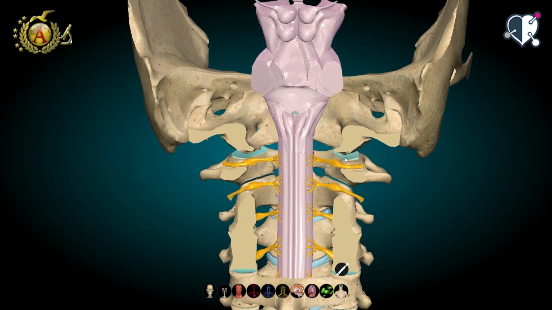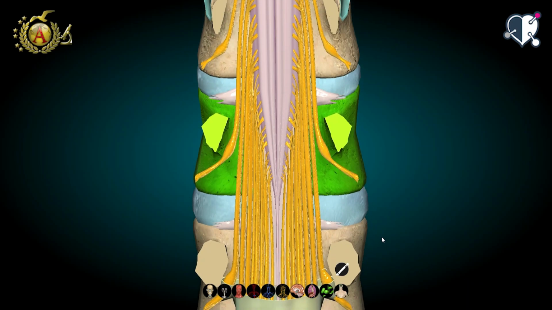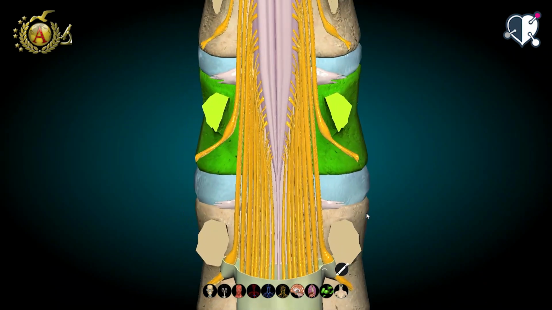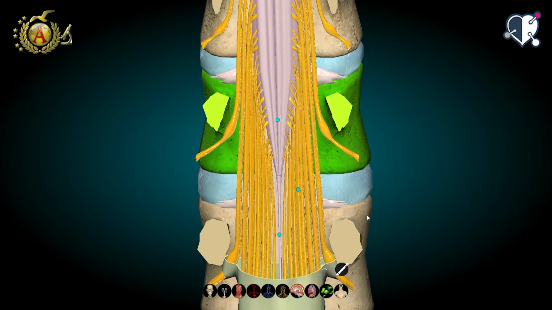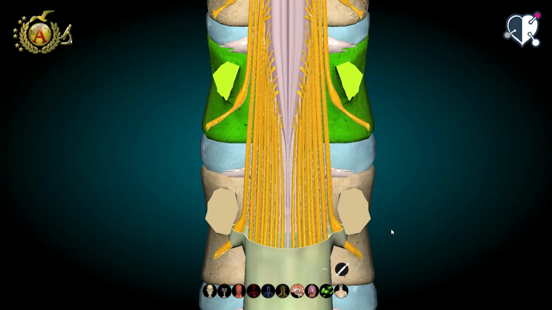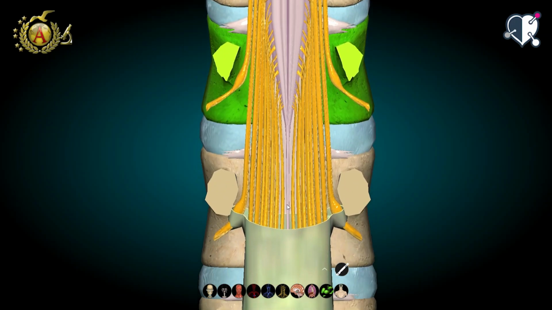Let's take a closer look at its macroscopic structure. As mentioned earlier, the diameter of the spinal cord does not remain uniform along its entire length. Instead, it gradually tapers from the head towards the caudal end, where it terminates in the filum terminale, a connective tissue structure.